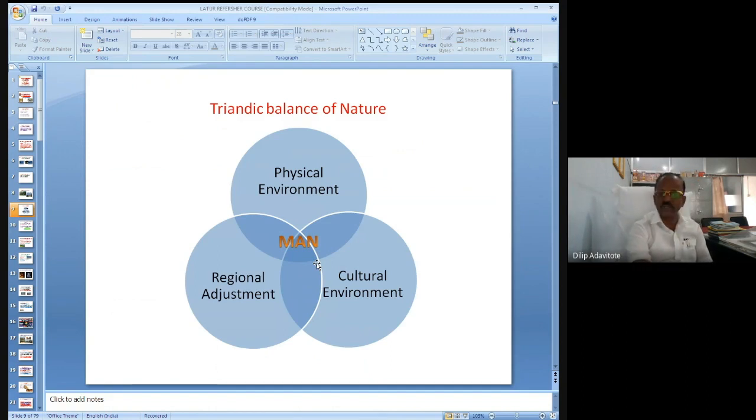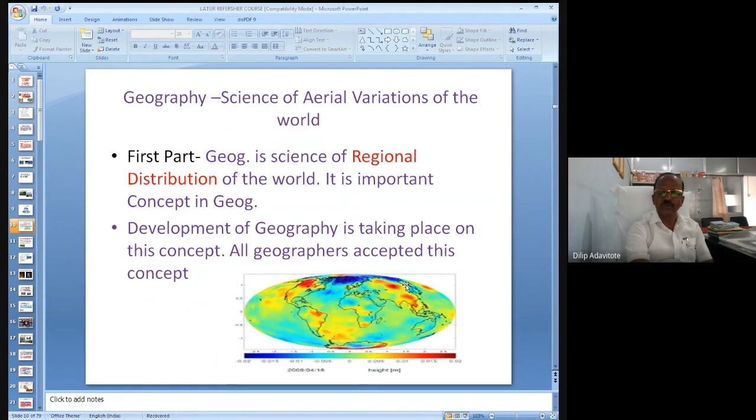It is very important. In any environment, man today wishes to move from his own place, even to the Himalaya, Amarnath, or Antarctica; people are moving for pleasure. This trinity balance is very important, and we have to keep it in mind for the development of tourism. What do we study in geography? Geography is nothing but the science of areal variations of the world.